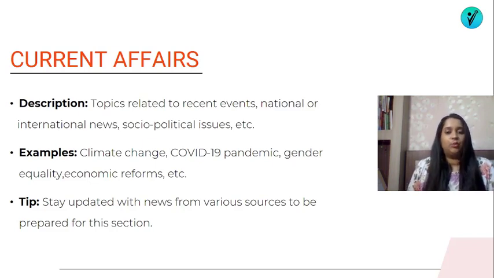Stay updated with news from various sources and from good resources. Don't rely very heavily on news or media channels. Rely on good sources like e-newspapers: Hindustan Times, Times of India, Economic Times, The Guardian, The Daily News. These would be good resources for you to stay updated on current affairs.